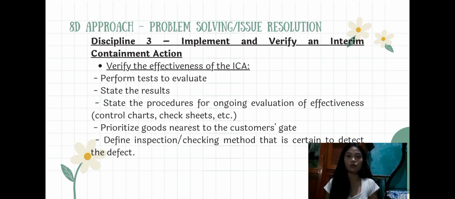Prioritize goods nearest to the customer's gates. Inspect and control all products closest to shipment or already in transit first. Define inspection and checking methods that are certain to detect the defect. Select an inspection method that guarantees detection of the unknown defect types.